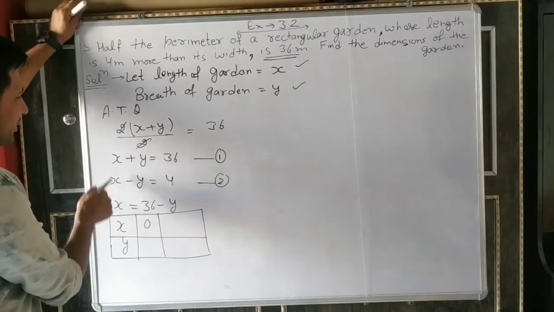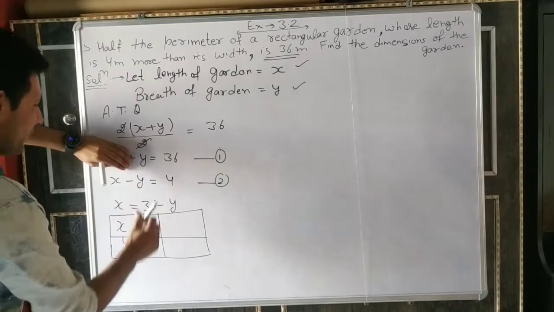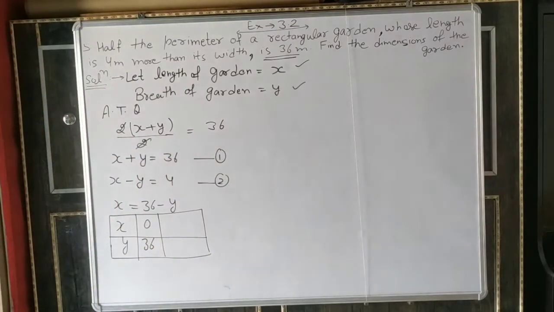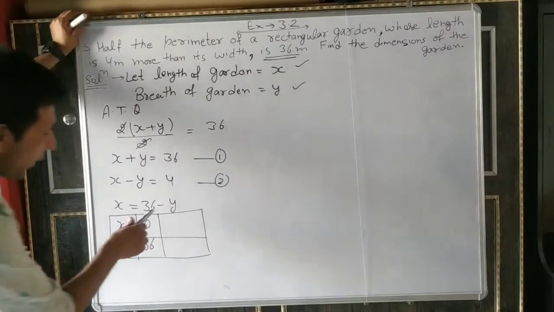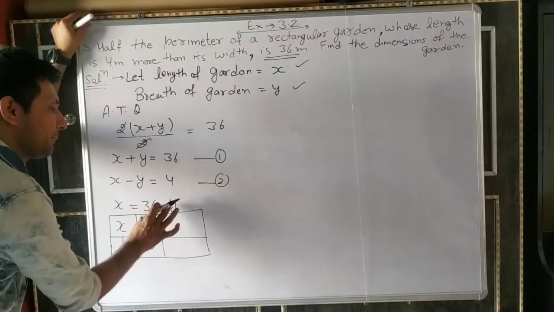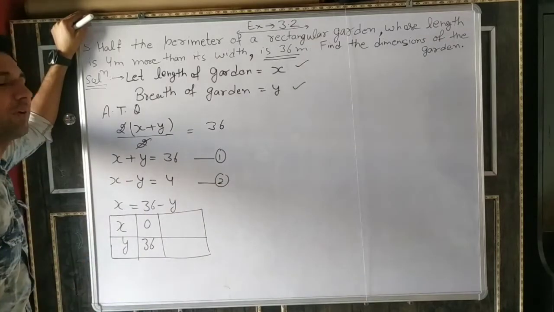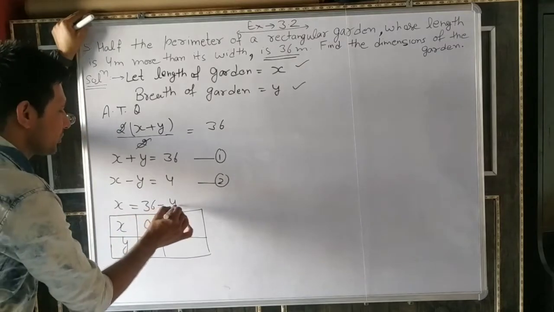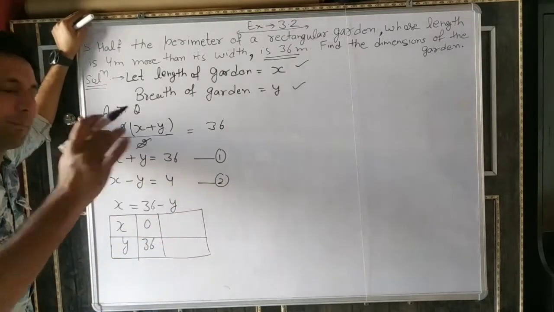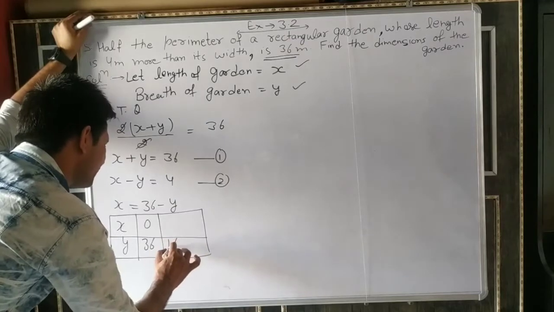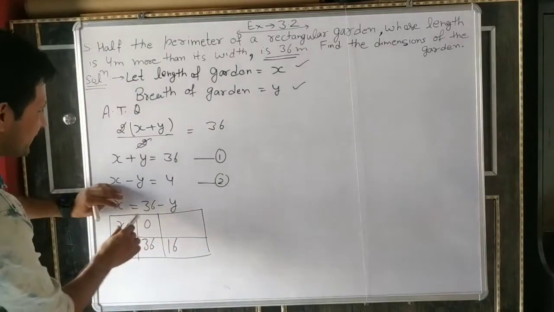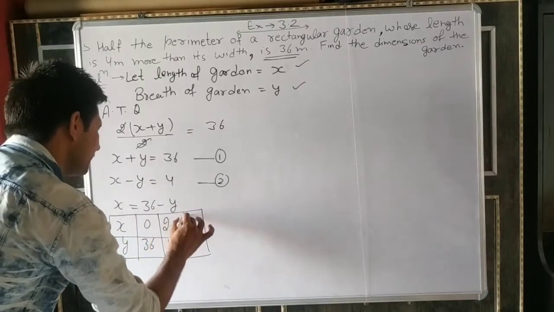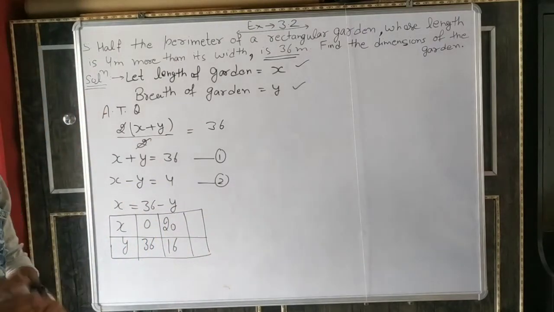If x is 0, so y is how much? Y is 36. Understand it? Next, you can put any value in place of y, or in place of x also. Suppose we put y as 16. If y is 16, 36 minus 16 is how much? It is 20. Any number you can put.